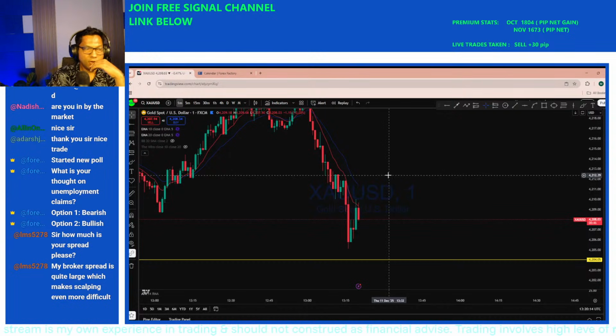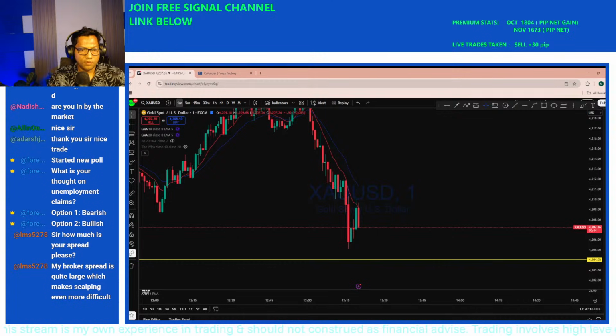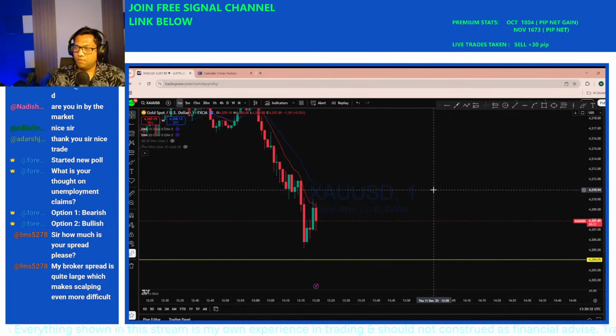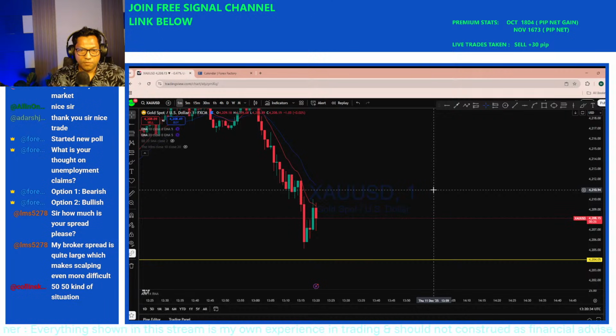Okay, guys, so what's your thought now? How much is your spread, please? Okay, so my broker spread is so high, it's making it so difficult. Okay, 50-50 kind of situation here. This is what you see.